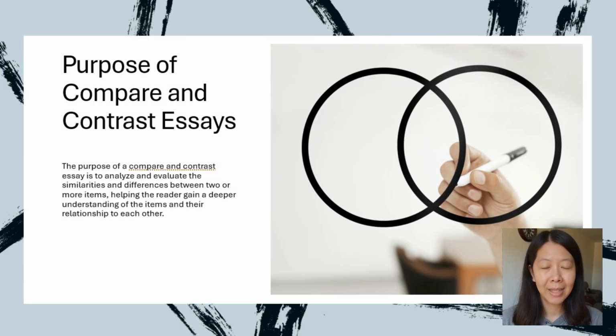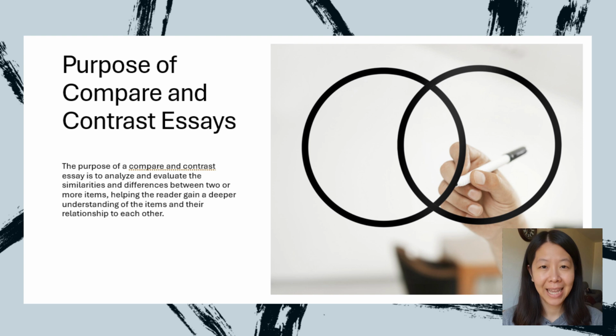Why do we write them, and what do they help us achieve? At its core, the purpose of a compare and contrast essay is to analyze and evaluate the similarities and differences between two or more items. This type of essay goes beyond simply listing what is the same and what is different. Instead, it pushes us to think critically about how these similarities and differences shape our understanding of the subjects. For example, by comparing two educational systems, we don't just identify that one is traditional and the other online. We analyze how these differences affect learning outcomes, accessibility, and overall effectiveness.